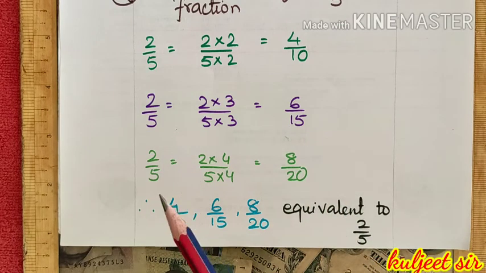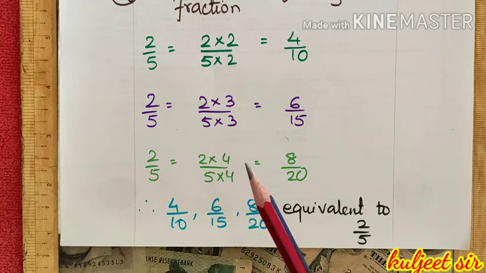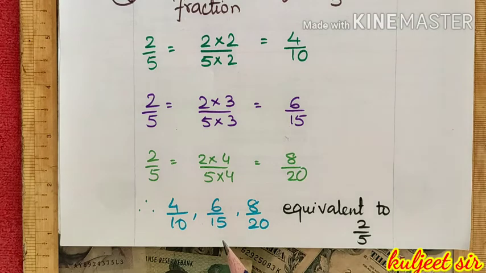When you multiply with numbers like 2, 3 or whatever number you take, you will get their equivalent fractions. So in the case of 2 upon 5, the corresponding equivalent fractions that we have got by the method of multiplication are 4 upon 10, 6 upon 15, 8 upon 20. And they can be called equivalent to 2 upon 5.